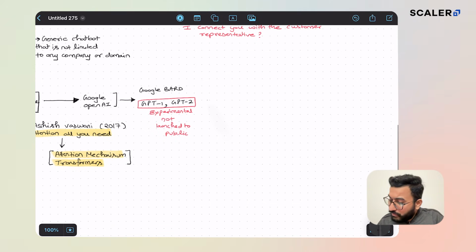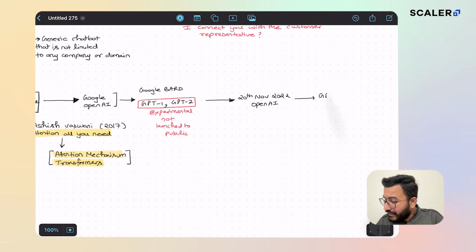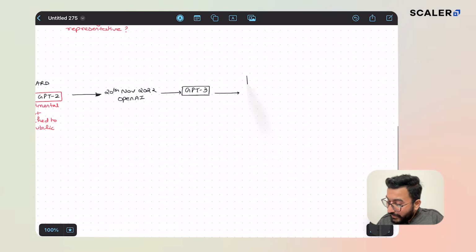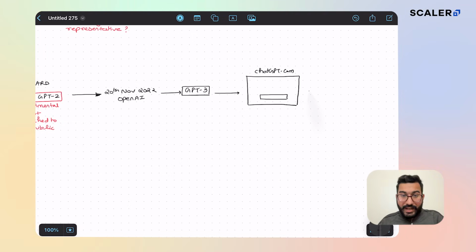But in 2022, and the date I remember is 20th November or 22 November, so 20th November 2022, ChatGPT was launched by OpenAI, which was basically GPT-3. And this was the very first time the entire humankind was able to get a UI, a user interface, on a website called chatgpt.com, where you could interact with this generalized chatbot.